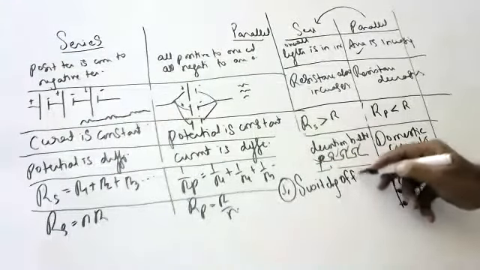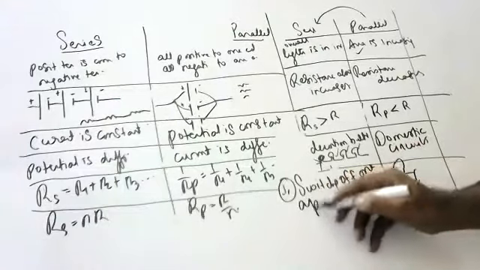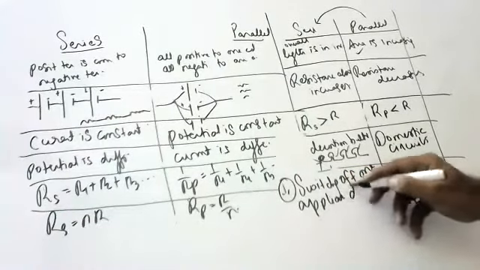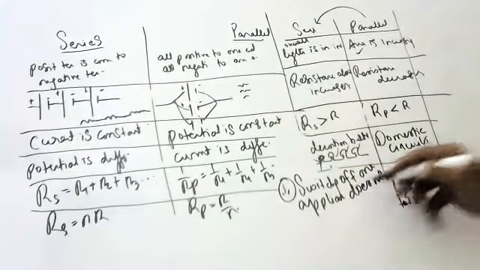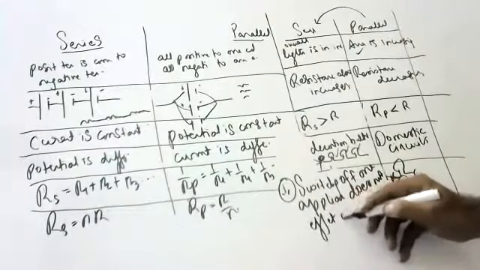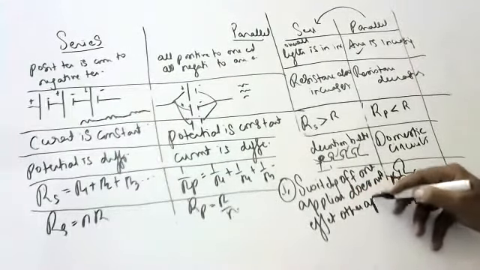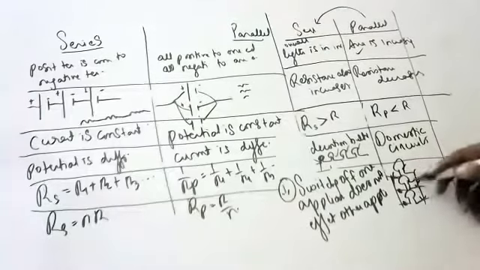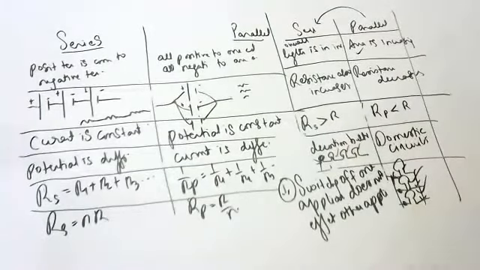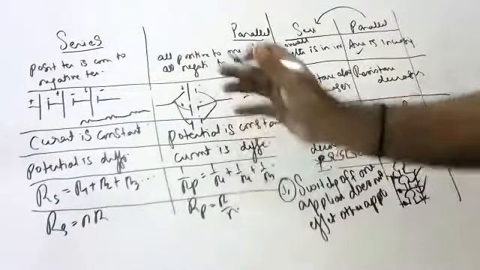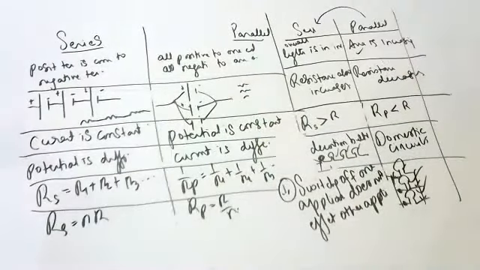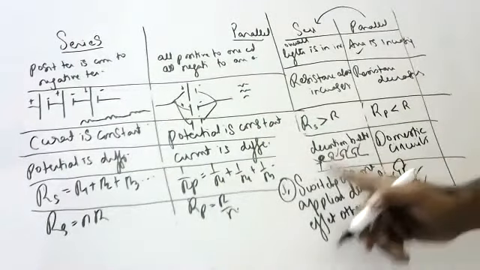Switching off one appliance does not affect other appliances. If you switch off one appliance, the other appliances will keep working, children, no problem. If I switch off the fan, will the light be switched off? No, it will be working. But in series, if I switch off the light in my room, the whole house current will go off, because the same current goes through everything. Switching off one appliance does not affect other appliances.